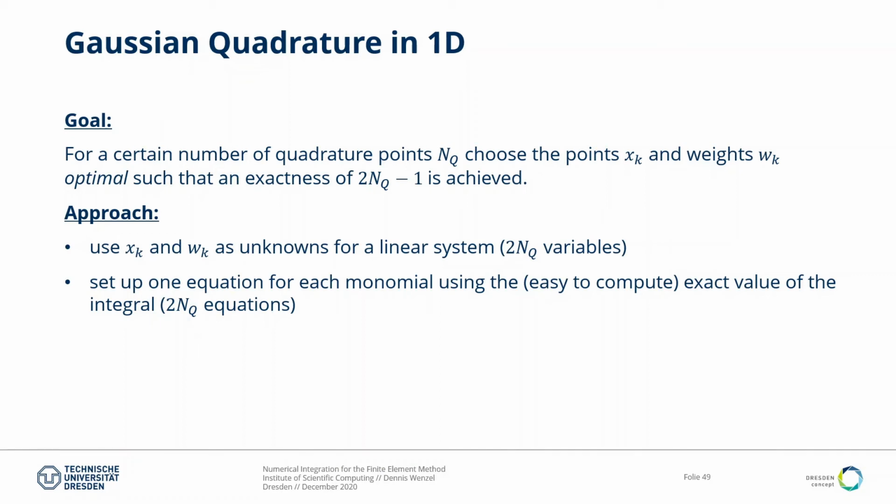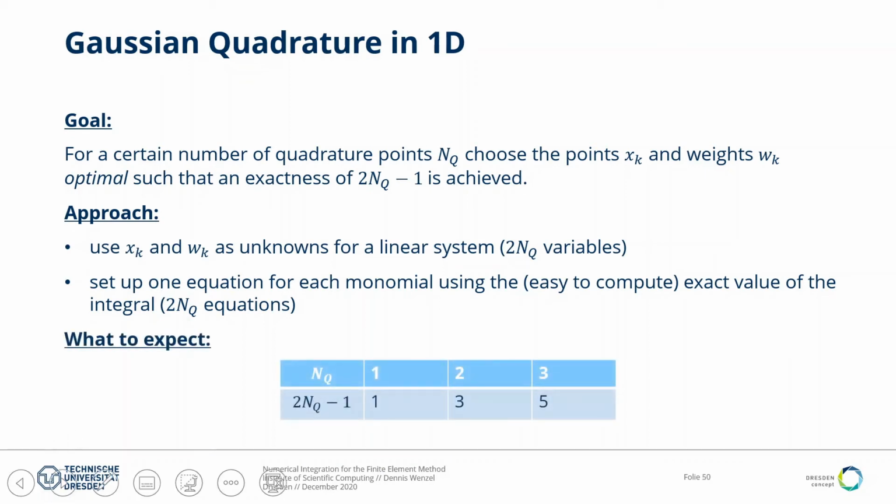Why does that make sense? Because for the monomials, it's simple to compute the integral. There we can do an analytic computation and use this to derive our equations and then form the optimal quadrature rules. What can we expect? Well, if you use a single point, this gives you exactness 1. That's what we mentioned before. So the improvement of the trapezoidal rule would be to simply define a scheme with 1 point instead of 2. If you choose 2 points, you get an exactness of 3. If you choose 3 points, you get an exactness of 5, and so on.